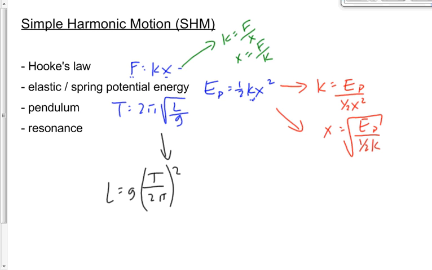So solving for L, it's going to be equal to L is going to be equal to g times (T over 2 pi) squared. If you're solving for g, well, you're going to do the same thing as we just did, except you're going to go one step further and divide everything by (T over 2 pi) squared. So it becomes g is equal to L over (T over 2 pi) squared. And you can simplify that, right? Okay, you could simplify that a little bit.